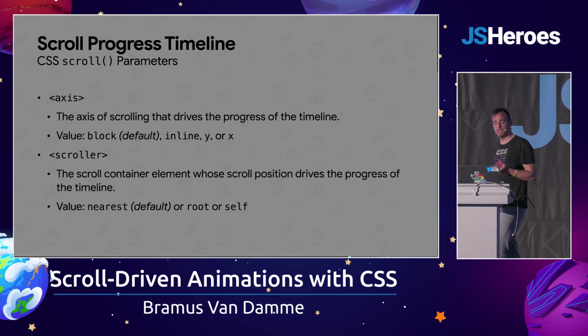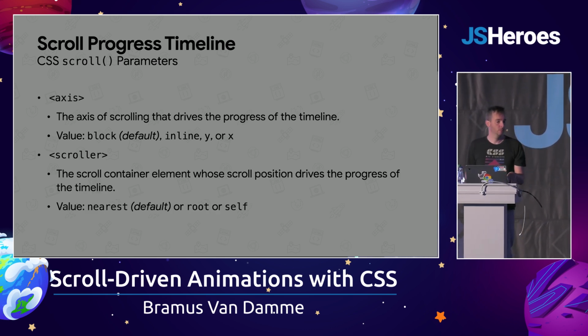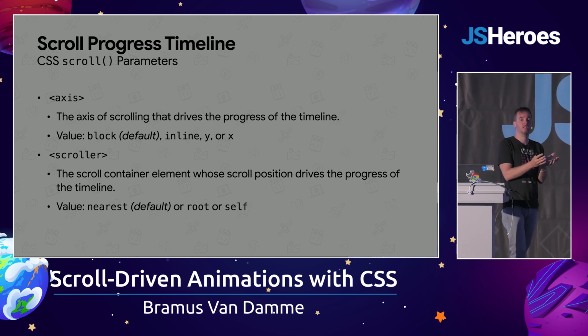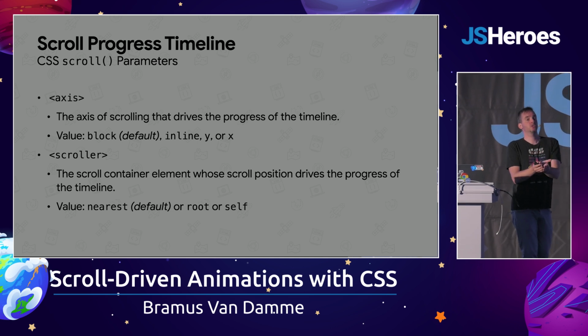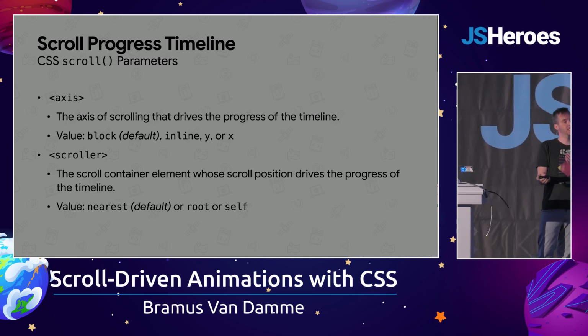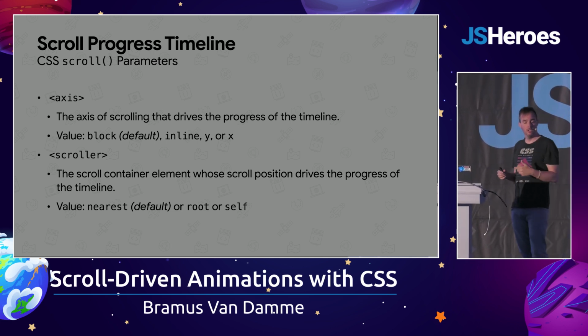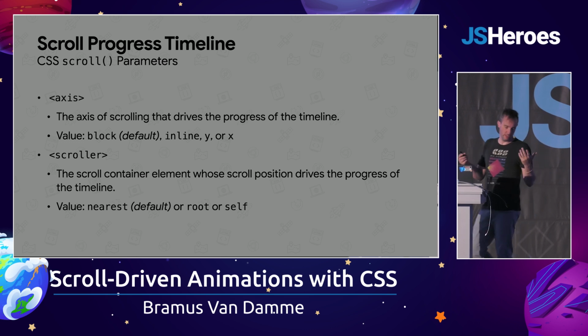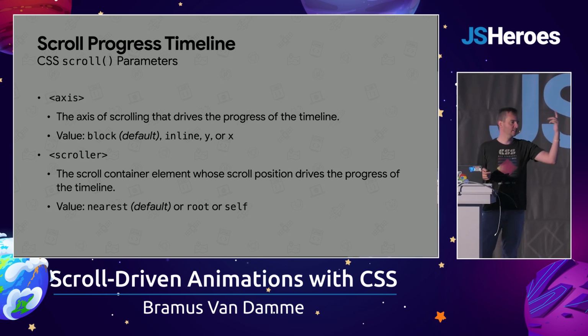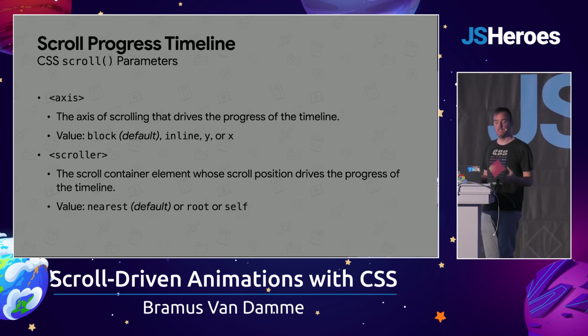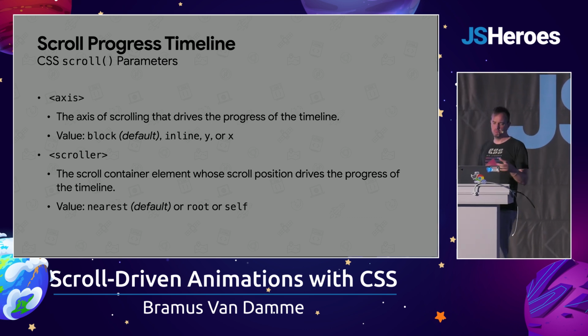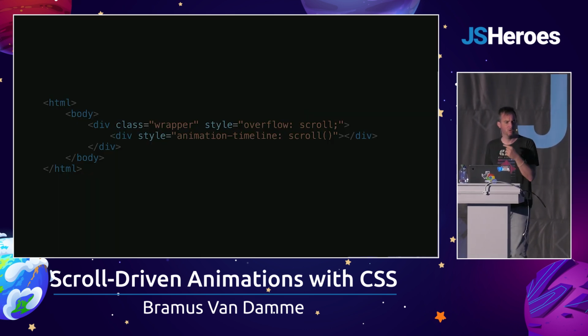And then the second argument is a scroller, which is like, which scroller do you want to track? By default, it's the nearest scroller. So if you add this animation timeline with your animation to a certain element, it will look up its nearest parent ancestor that is a scroller. And then root is the root scroller, so that's the document itself. And then self is track me, myself. It's a bit confusing maybe, so here's a little code example.